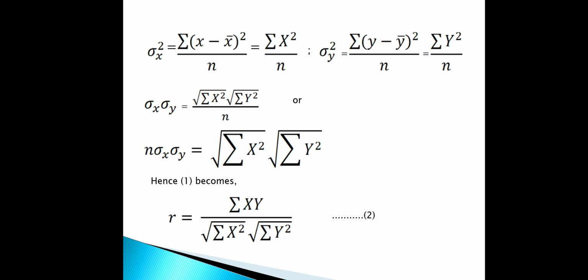So substituting these in equation 1, we get r as summation of capital X into capital Y, whole divided by square root of summation X square into square root of summation Y square. This is the formula for the correlation coefficient in terms of capital X and Y, which represent x minus x bar and y minus y bar.